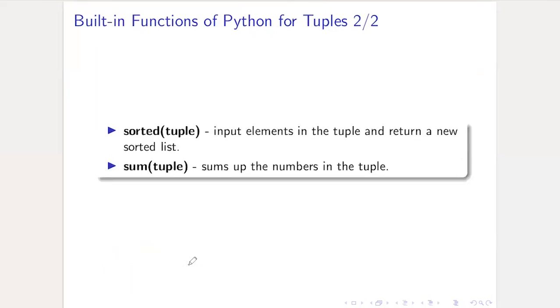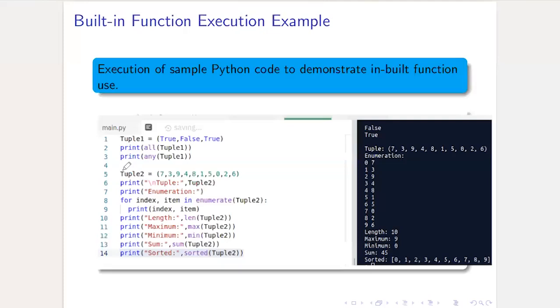Then, similar to the list, you can sort a tuple. The elements will get sorted in the indexed order, 0, 1, 2, like that. So the positions get rearranged within the tuple. If a tuple contains numbers as values, you can use the function sum to get a summation.